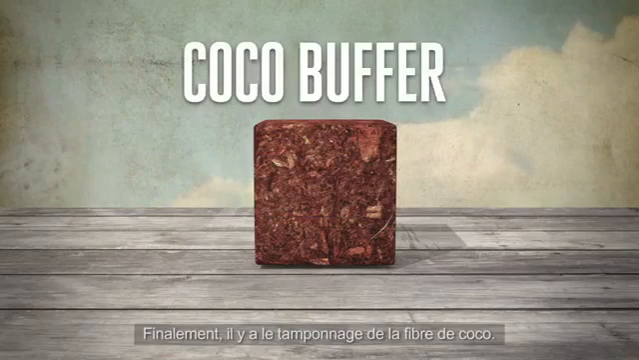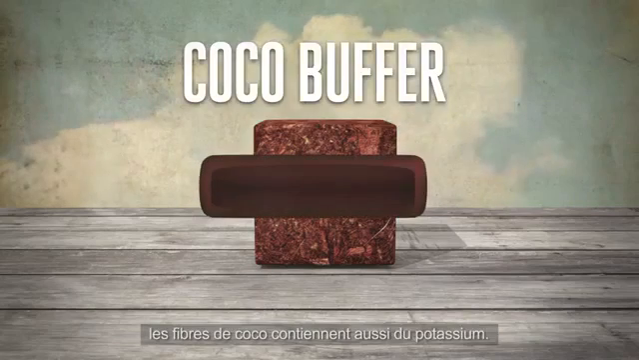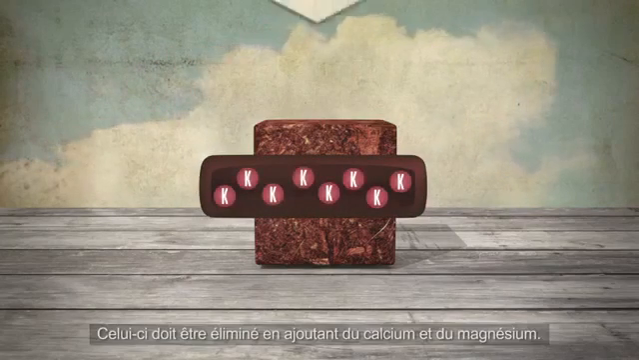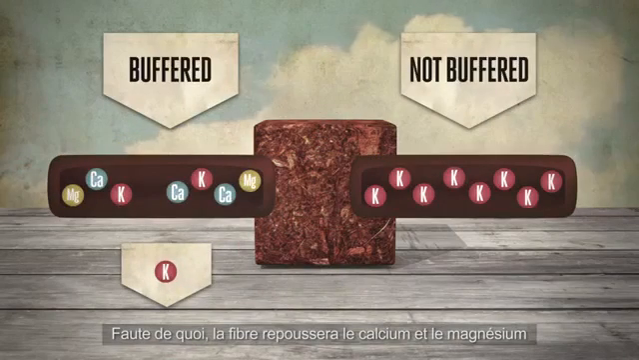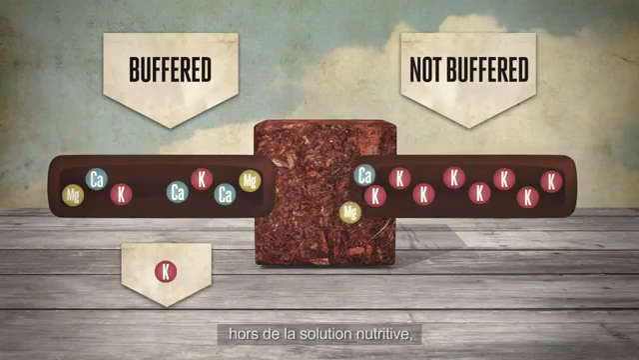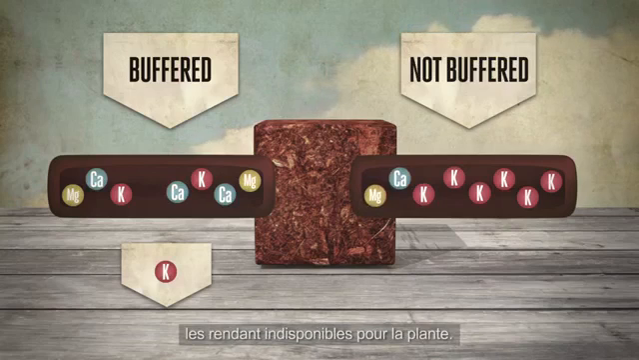Finally, we have the cocoa buffer. As mentioned, cocoa fibres also hold potassium. This needs to be removed by adding calcium and magnesium. If this does not happen, the fibre will draw calcium and magnesium out of the nutrient solution, so that it is no longer available for the plant.